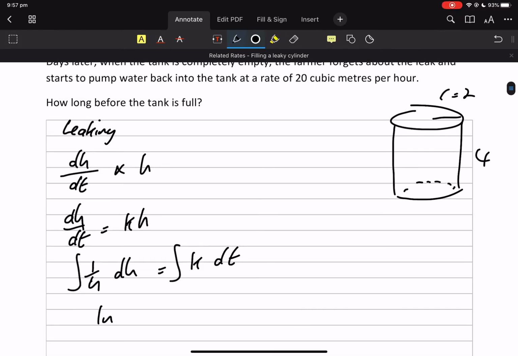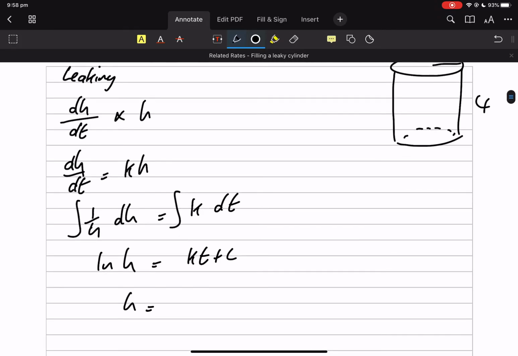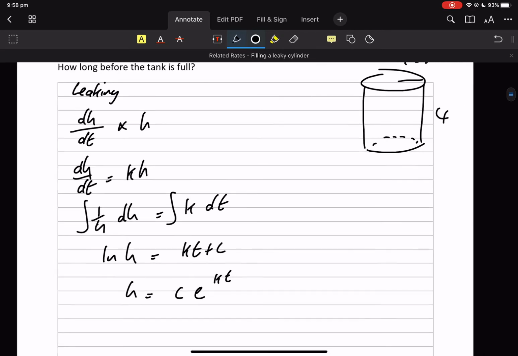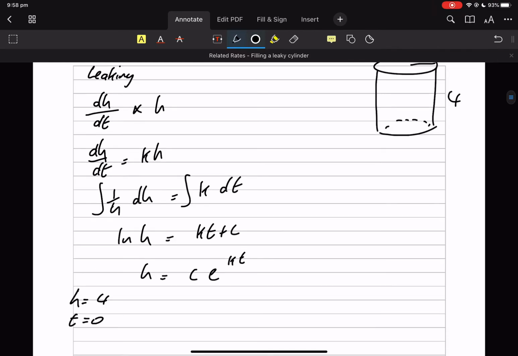Integrate. ln H equals kt plus c. We're pretty good at this now. Now it was full. H equals 4 when t equals 0. It was full at t equals 0, so clearly we're going to get H equals 4 e to the kt.